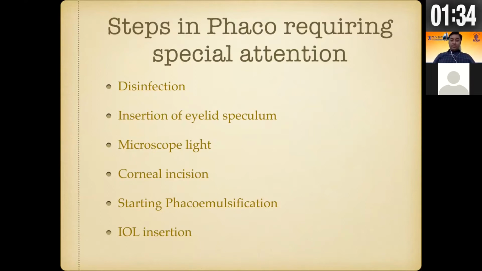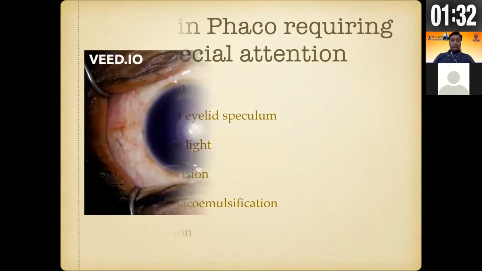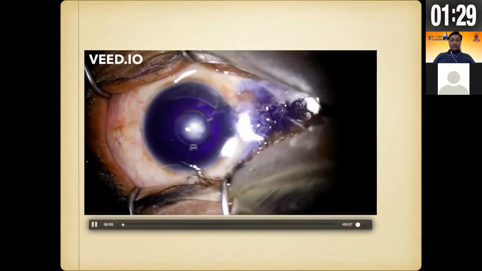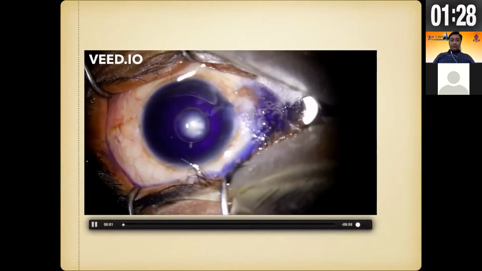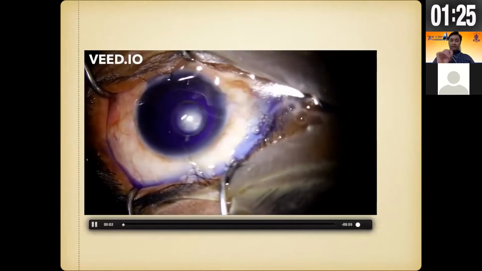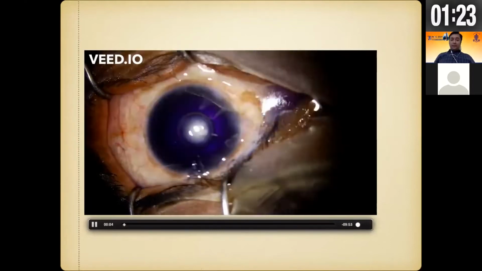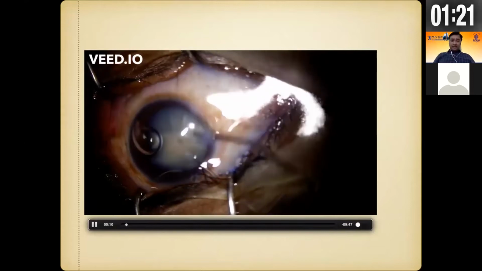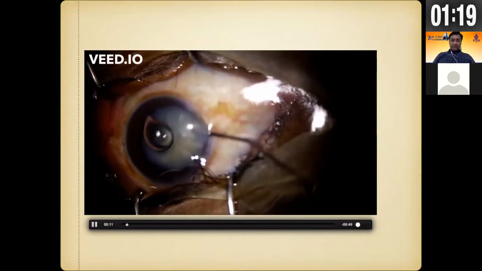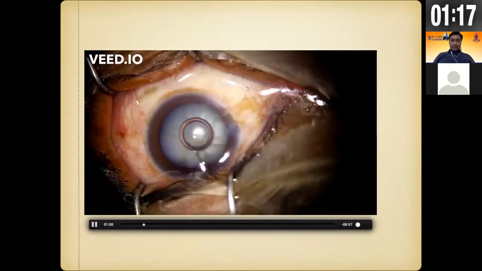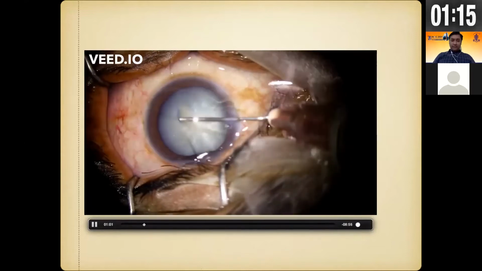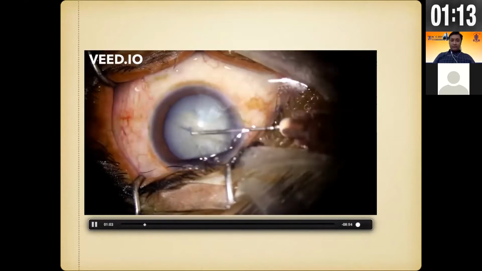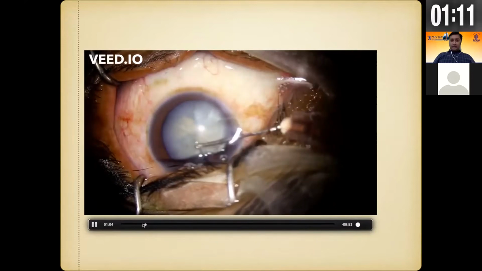I will be showing you one video. This is my first case. You can see that the patient is not very cooperative. This was my first case, and you can see that even the draping has not been done properly. I'll just show you initially during the CCC itself, because the patient was not very cooperative and I had chosen a wrong case. So what happens?